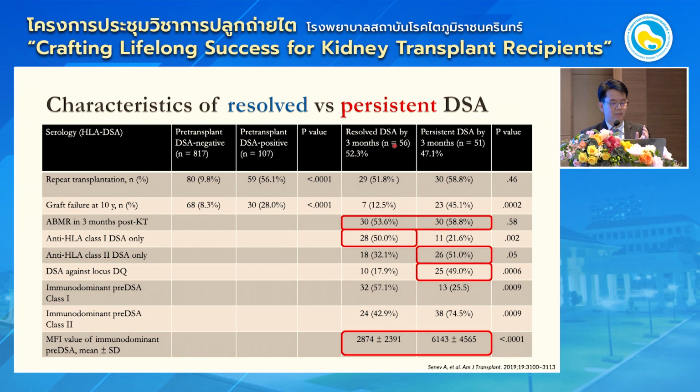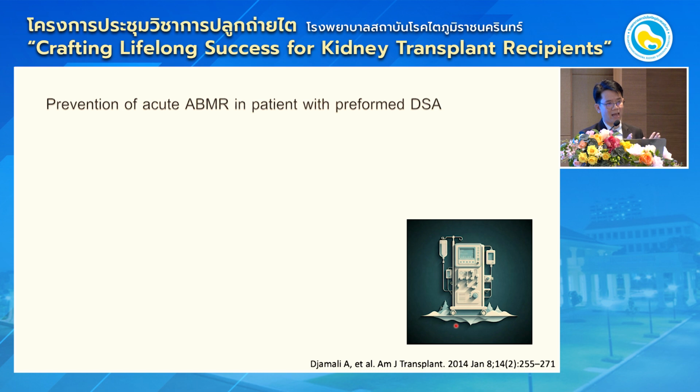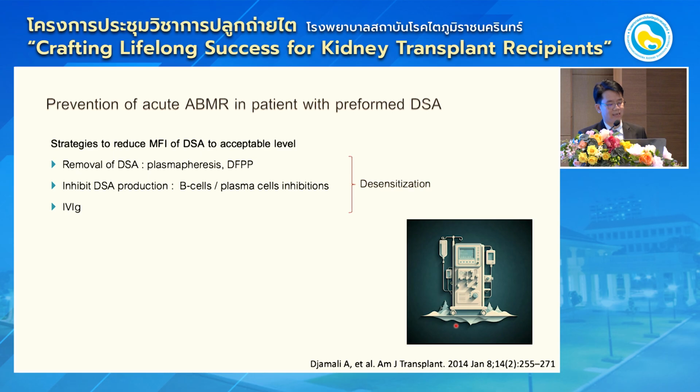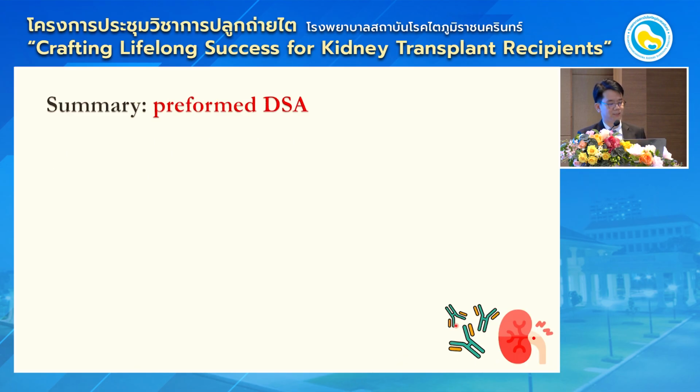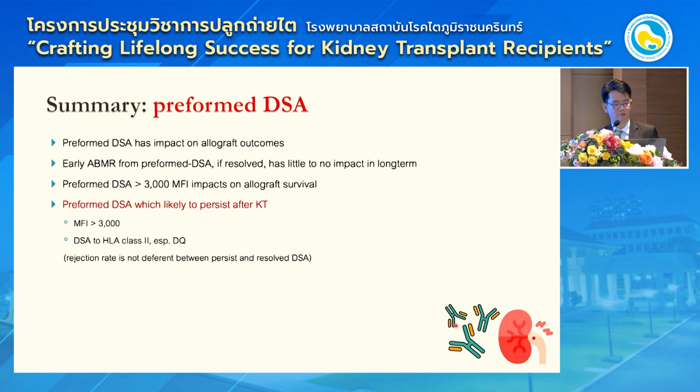And what about the persistent DSA? Those patients who have persistent DSA have a problem with long-term graft survival, and the persistent DSA is usually related to pre-transplant DSA class 2 and the high MFI value before transplantation. For those patients who have pre-transplant DSA, first of all, we have to do desensitization to lower the DSA as much as we can to lessen the problem before we take the patient to transplantation. Okay, this is preformed DSA.